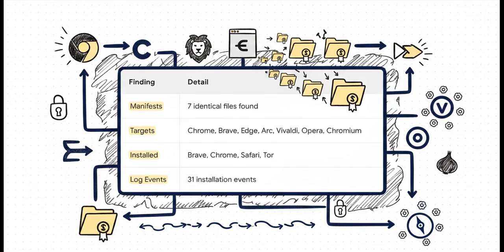And this little table just beautifully illustrates the scale of this thing. The audit turned up 7 identical manifests, targeting a whole suite of Chromium browsers. And get this, it was targeting browsers that weren't even installed on the machine.